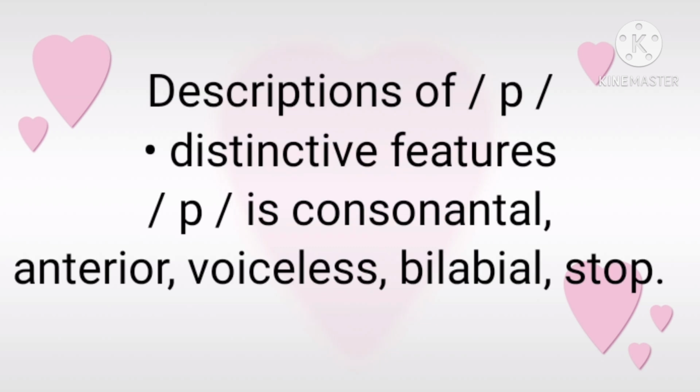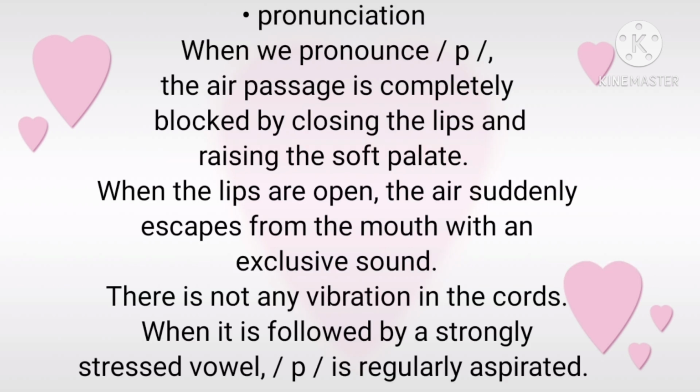Description of P. Distinctive features: P is consonantal, anterior, voiceless, bilabial, stop. Pronunciation: when we pronounce P, the air passage is completely blocked by closing the lips and raising the soft palate. When the lips are opened, the air suddenly escapes from the mouth with an explosive sound.